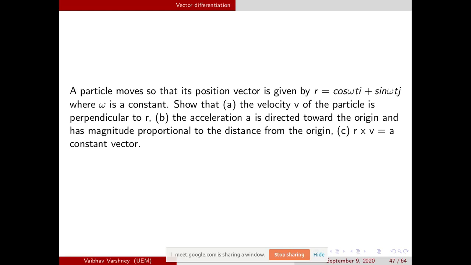Okay, let's now check whether we are getting that or not. Just write the expression of r, then take its derivative and tell me what expression of velocity you are getting. It will take 1 minute. Do it.